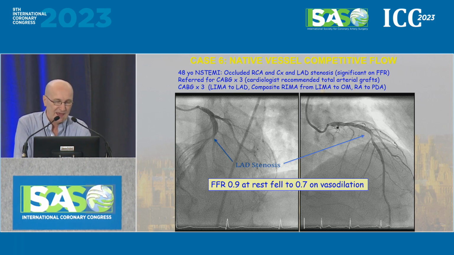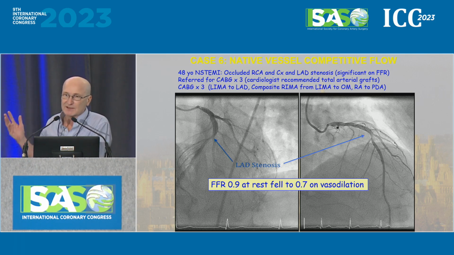But when the FFR was done, it fell from 0.9 at rest to 0.7 on vasodilatation. Because the patient was 48 years old, the cardiologist requested LIMA to LAD, and he wanted 3 arterial grafts. So the way I did it was LIMA to LAD, a composite RIMA from the LIMA to the OM, and a radial artery to the PDA.